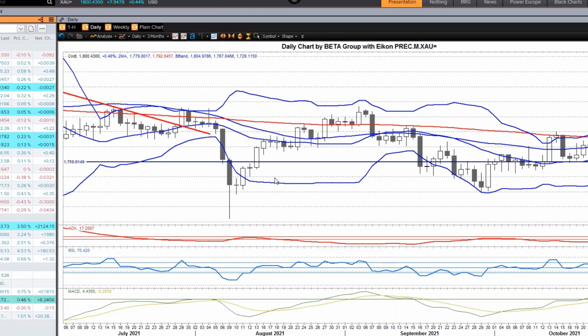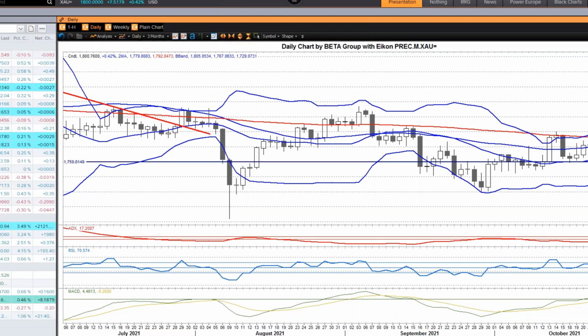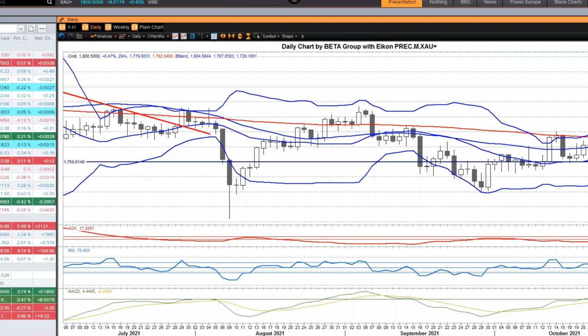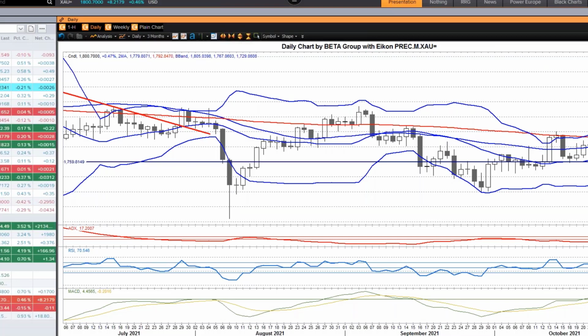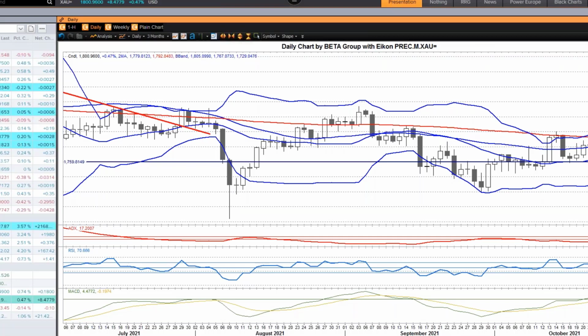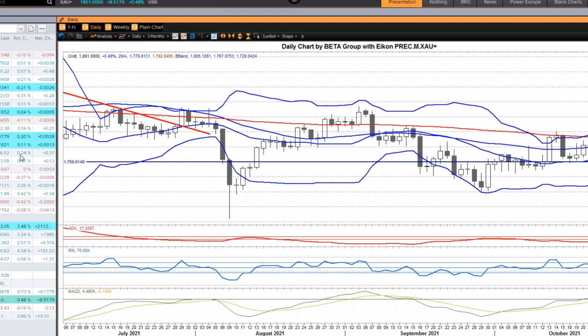Personally, I'd be hesitant about shorting it quite yet. We haven't had any signs of it really turning over yet. It's just a weak advance that's taking place. I think it might be a bit early to sell it, personally.